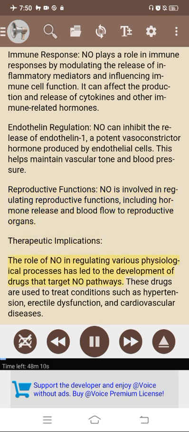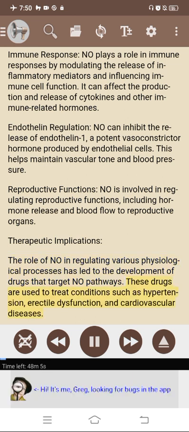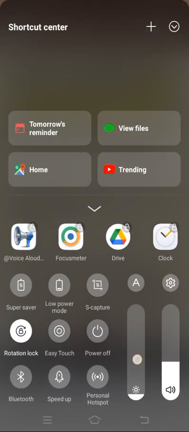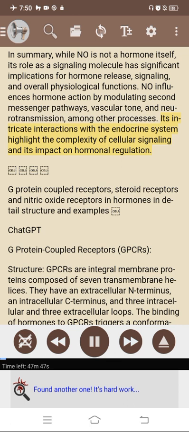Therapeutic implications. The role of NO in regulating various physiological processes has led to the development of drugs that target NO pathways. These drugs are used to treat conditions such as hypertension, erectile dysfunction, and cardiovascular diseases. In summary, while NO is not a hormone itself, its role as a signaling molecule has significant implications for hormone release, signaling, and overall physiological functions. NO influences hormone action by modulating second messenger pathways, vascular tone, and neurotransmission, among other processes. Its intricate interactions with the endocrine system highlight the complexity of cellular signaling and its impact on hormonal regulation.